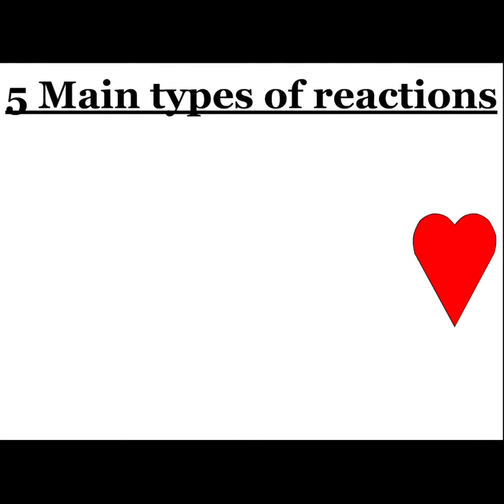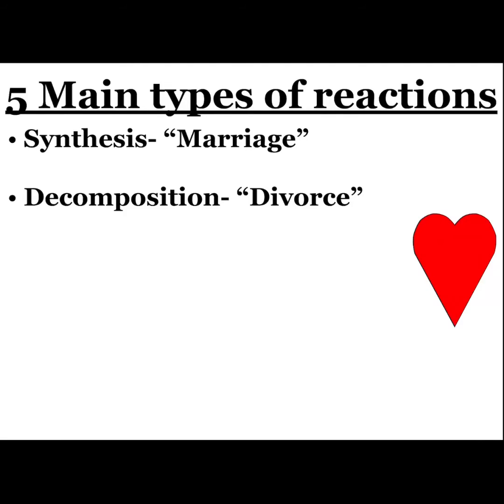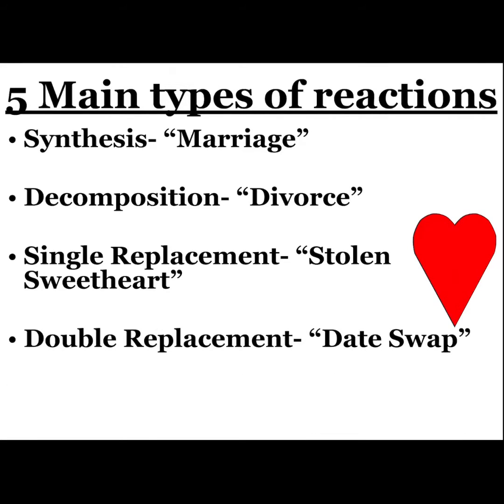So the 5 main types of reactions. The first type is called synthesis. We are going to call it marriage or pretend it's marriage, and this will make more sense in a second. Then we have decomposition. If we are making a metaphor for it, I guess it would be divorce. Then we have single replacement, which we're gonna call stolen sweetheart. Then I have double replacement, which we're gonna call date swap. And finally, I have combustion. We're gonna call that the player.